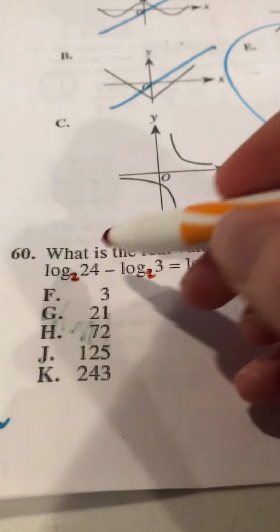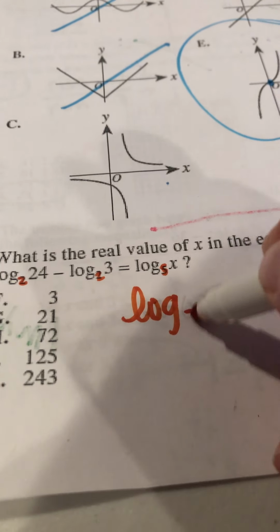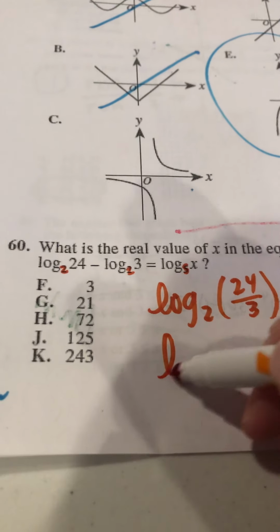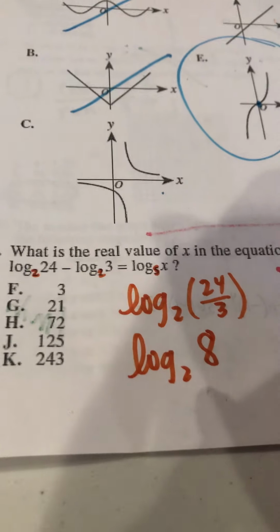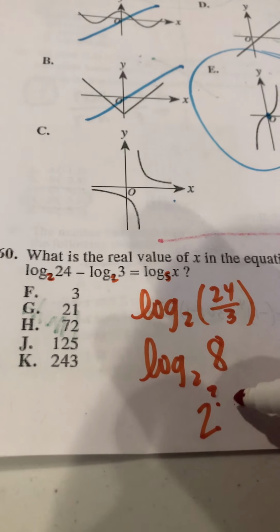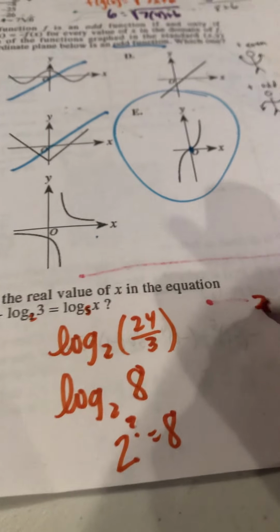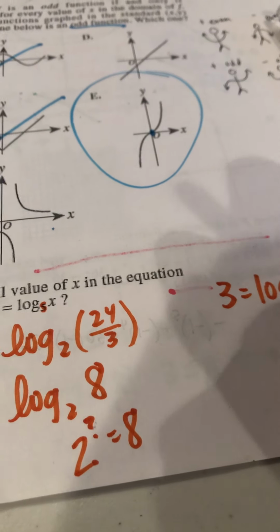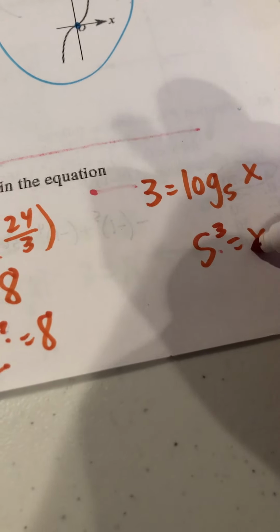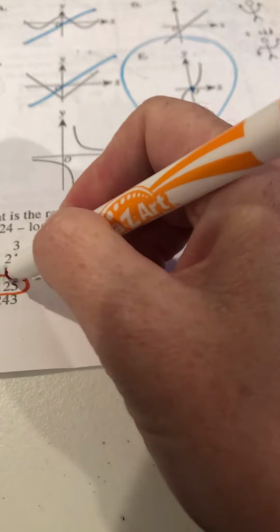So technically, what we would do is, because that's minus, we should do log base 2 of 24 over 3, because minus is division. So log base 2 of 8 is something, and so 2 to the something equals 8, and we know that that something is 3. So the answer is 3 equals log base 5 of x, and so what that says is 5 cubed is x, and 5 cubed is 125, and so that's the correct answer there.